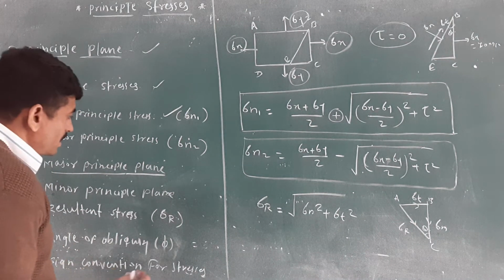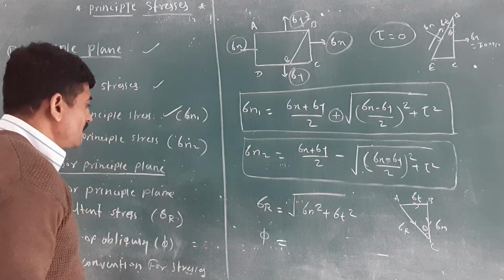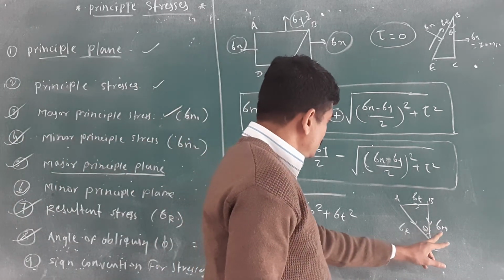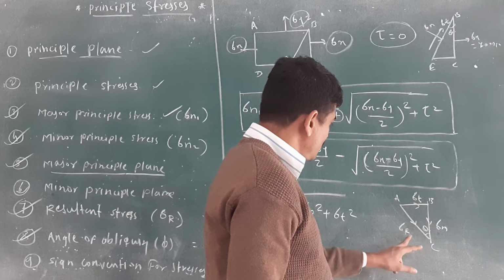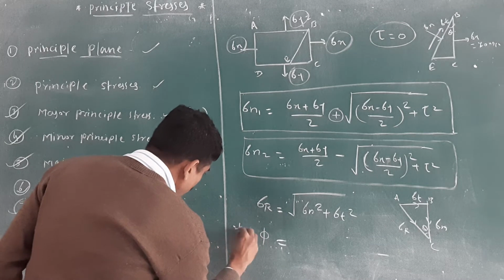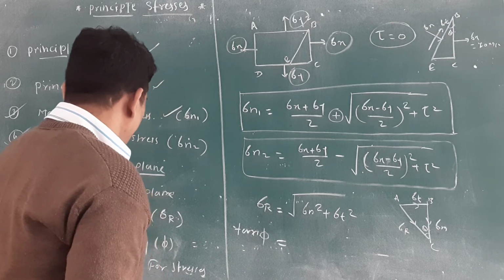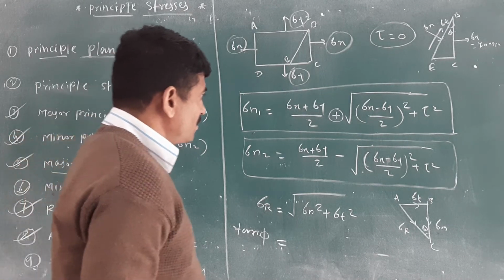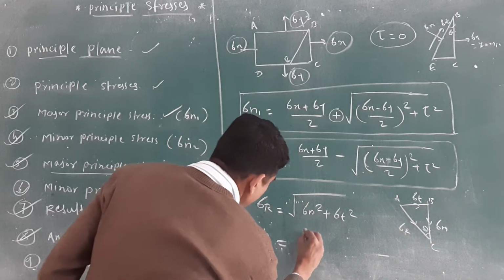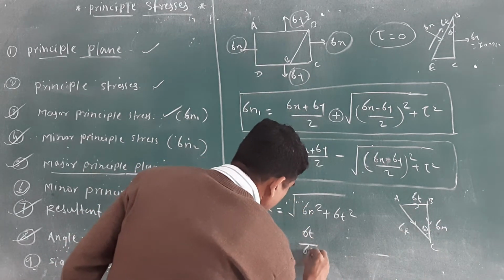Then angle of obliquity. Angle of obliquity is denoted by phi. See, here is the angle phi. If you calculate the angle phi, check that here is sigma n, the normal, sigma t, and sigma r. Then how to calculate that? Tan phi is equal to what? You know that tan theta is equal to, right? Tan phi is equal to the opposite side sigma t divided by the adjacent side sigma n.